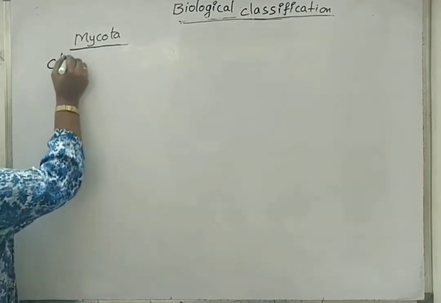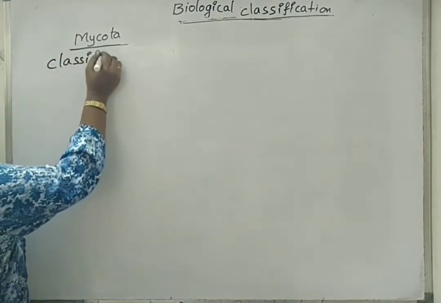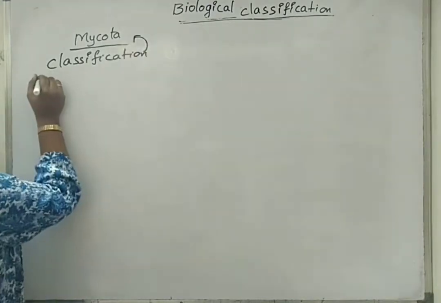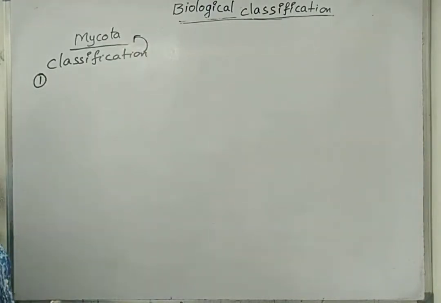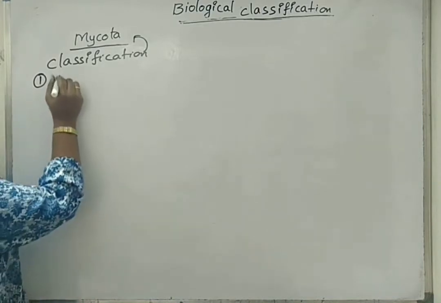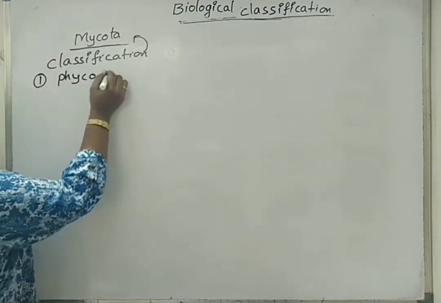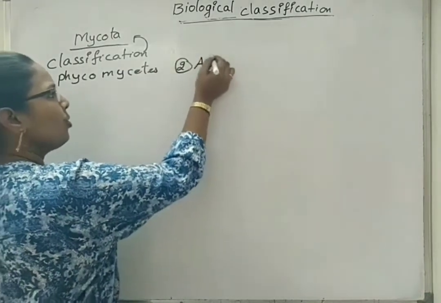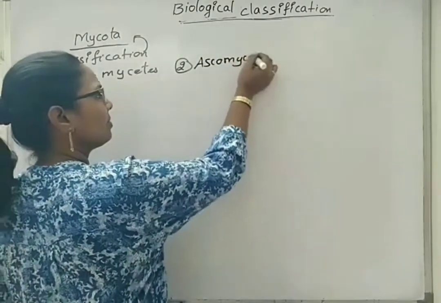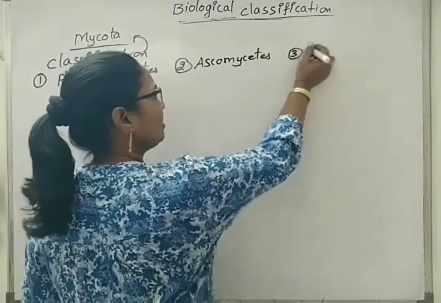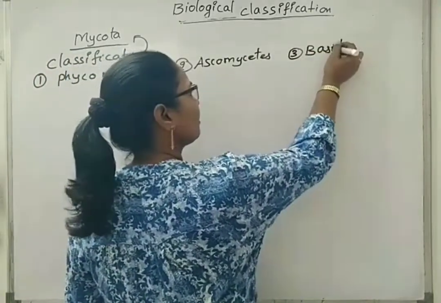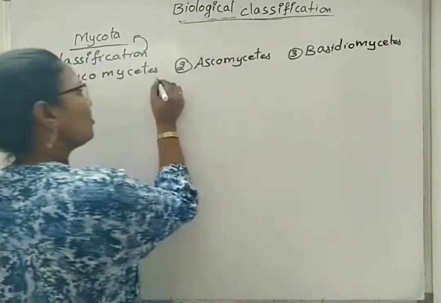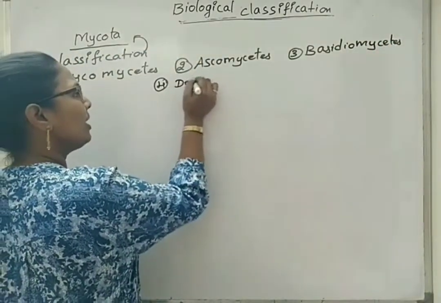Next, about classification of Mycota. Under classification we see different groups of Mycota, that is Phycomycetes. Second one, Ascomycetes. Third one, Basidiomycetes. Fourth type is Deuteromycetes.